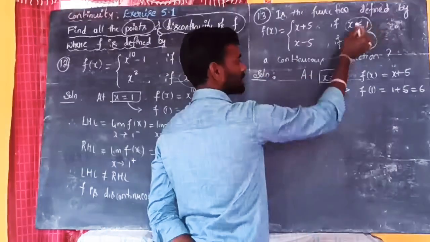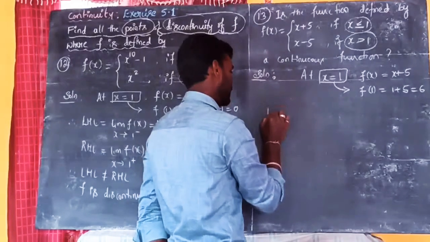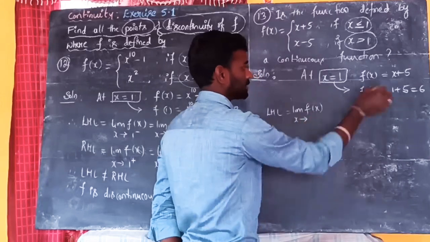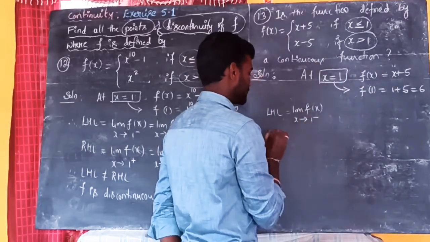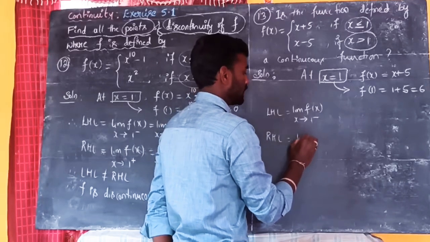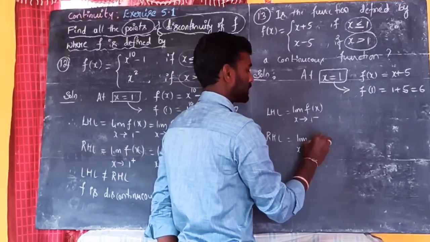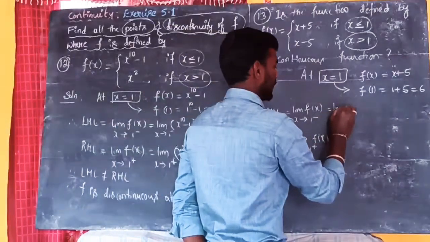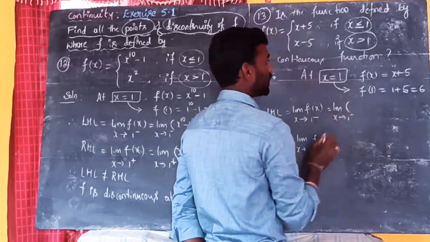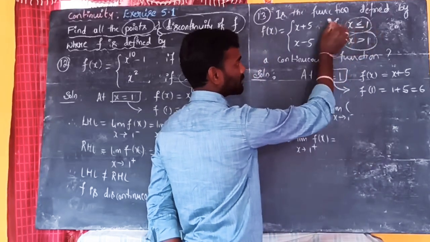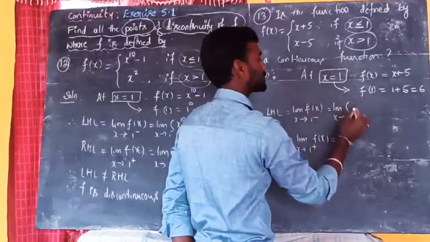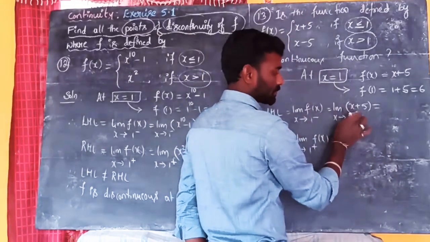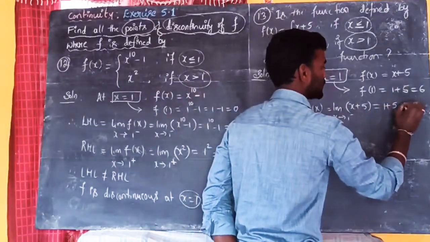Now this function involves inequalities, so use left hand limit and right hand limit. Left hand limit LHL is equal to limit of f of x as x tends to 1 minus. Next, right hand limit RHL is equal to limit as x tends to 1 plus of f of x. Here, limit as x tends to 1 minus of f of x, the value of the function which is less than 1 is x plus 5 for left hand limit. If you substitute x as 1, this is 1 plus 5, that is equal to 6.